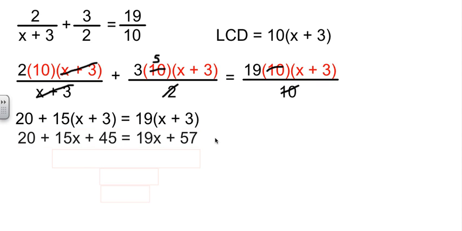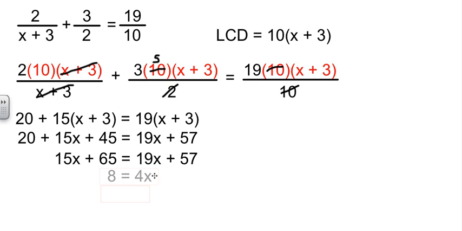I'm going to distribute, then I'm going to collect up terms. Over on the left I've got some numbers that I can combine together. Move the terms around so that the x's are on one side together and the numbers are on the other together. And then solve, and I get x equals 2.